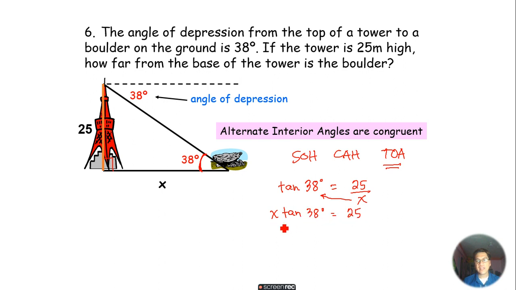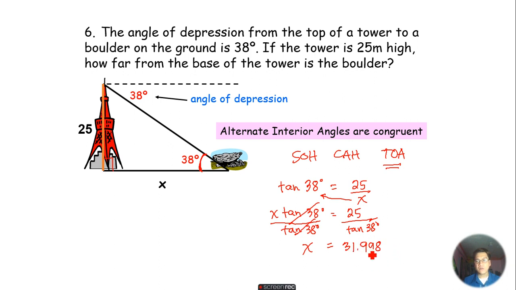Since we're looking for x, we will divide both sides by tangent 38. Tangent 38 degrees divided by tangent 38 degrees cancels, and what remains is x. So that will be equal to, using your calculator, we're just going to divide: 25 divided by tangent 38 degrees. Our answer here is 31.998, that's 3 decimal places.